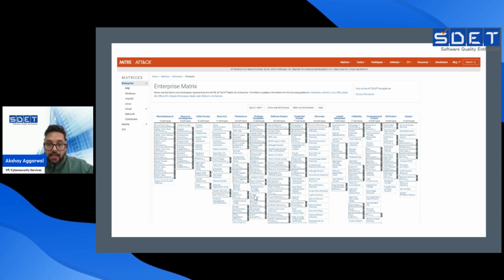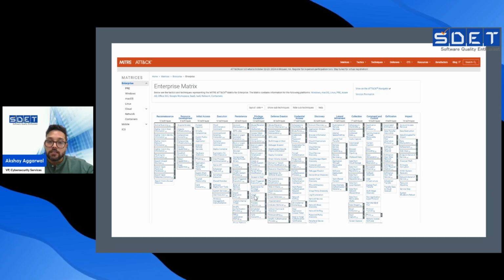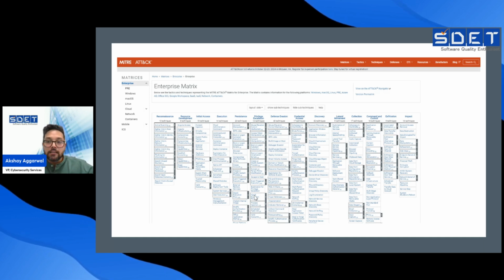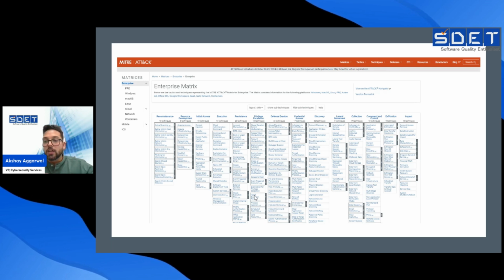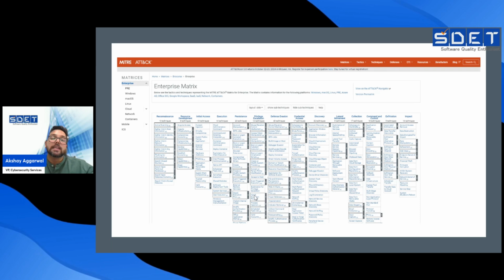And if you look at these headings here, the reconnaissance, resource development, initial access, execution, and so on, these are all the tactics that an adversary may employ during the attack. So when you get to a tactic, we can specifically dig into different techniques. You will find that it provides you with mitigation recommendations as well as detection methods.